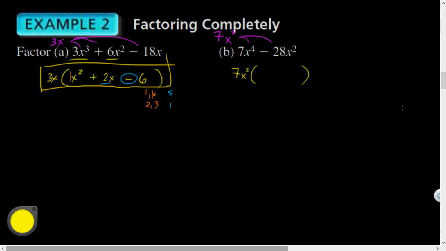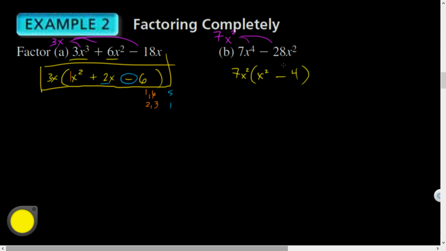And right now, here's the tricky part. What would have been on the inside if I was to distribute this back in? This has already got the 7. x squared times what is x to the 4th? Yep. And 7 times what is negative 28? It's going to be negative 4. And this one's already got the x squared, so I don't need any other x's over here.